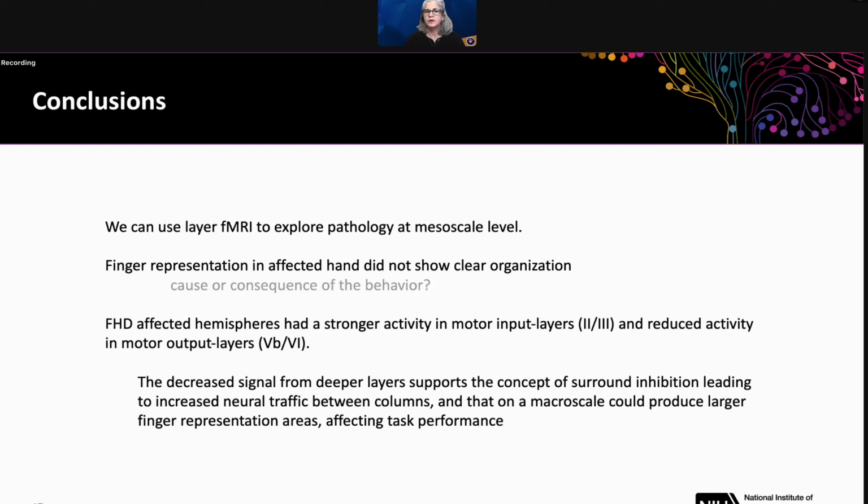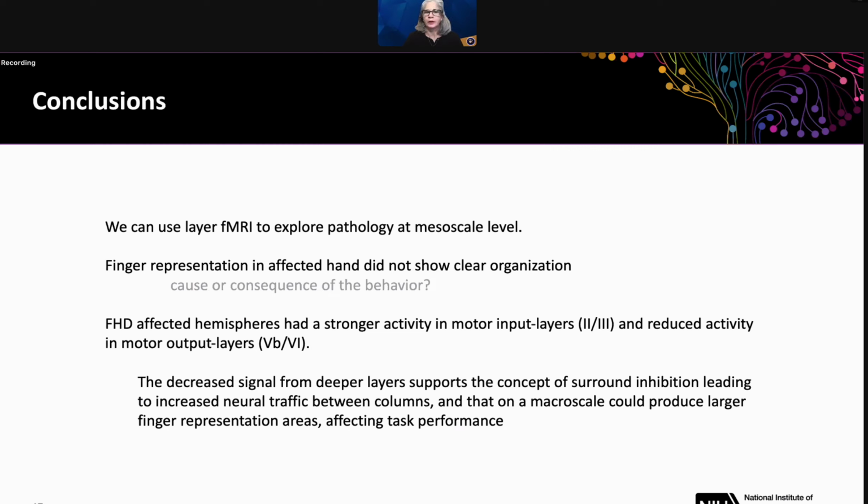And this could be a consequence of the behavior, or could be the cause, right? We cannot define which one is first. But what we can say is that in the hemisphere where patients have the focal hand dystonia, the activity in the motor input layers, layers 2 and 3, has increased activation and has reduced activation in the motor output layers. So that supports the idea and probably gives us a better understanding of the concept of surround inhibition, because really we can see the inputs and outputs of the activity.